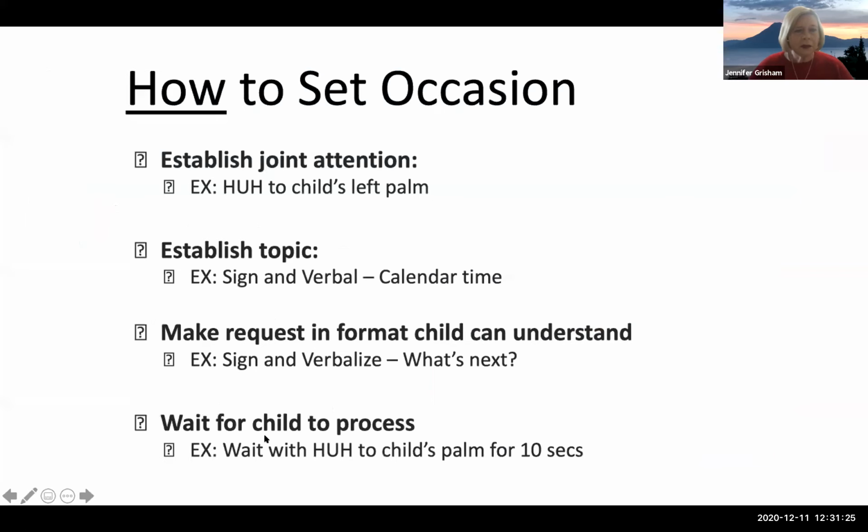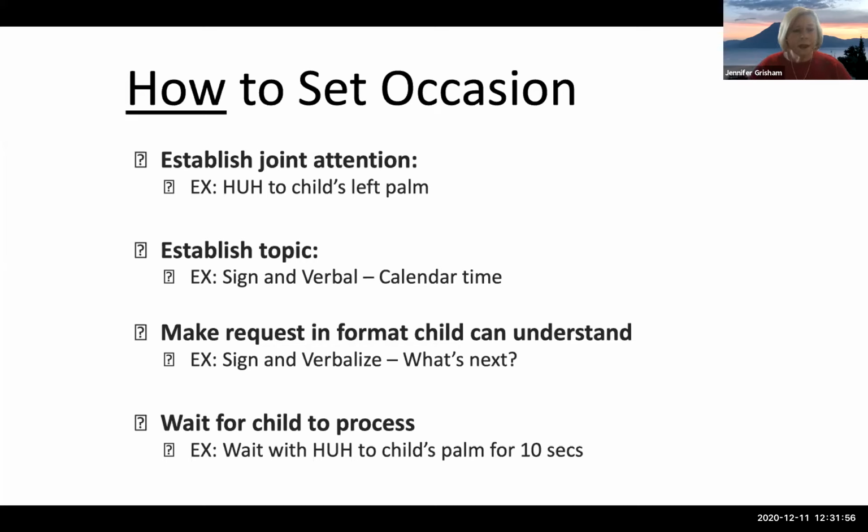The next and most important part of this is how to set the occasion. There are 4 parts to this how component. The first is that we have to get the child's attention. My example here is that I might use hand under hand to the child's palm. So some way of letting the child know, this would of course be for a child who has a visual impairment, that I'm there, I'm going to try to engage in an interaction with you.